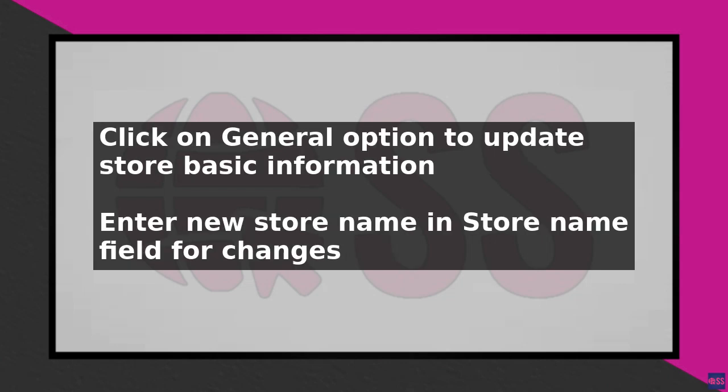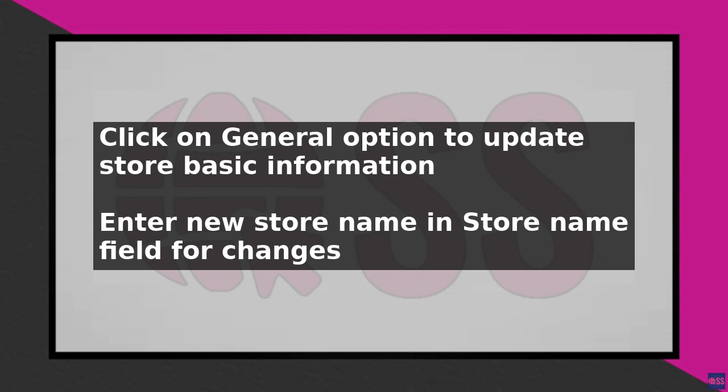On the Settings page, click on the General option. This is where you can update your store's basic information, including the store name. In the Store Name field, enter your new store name. Make sure it is unique and reflects your brand identity.